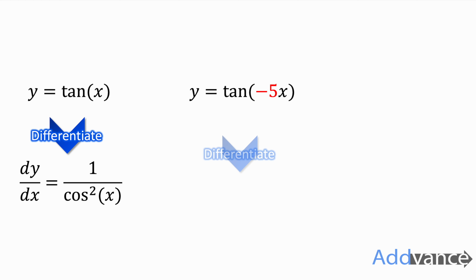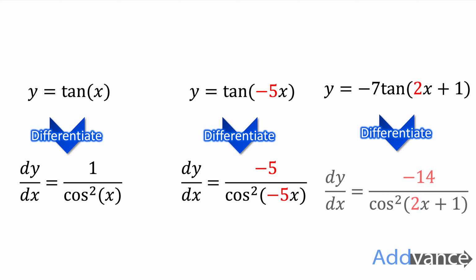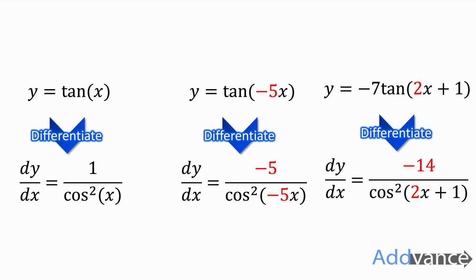Now, let's look at some tan rules again. So if we differentiate y equals tan of x, we get 1 over cos squared of x. If we differentiate tan of minus 5x, it becomes minus 5 over cos squared of minus 5x. That's the chain rule again. And for minus 7 tan of 2x plus 1, if you differentiate that, you get minus 14 over cos squared of 2x plus 1. So I just want you to spot the patterns there of how the chain rule works with tan.